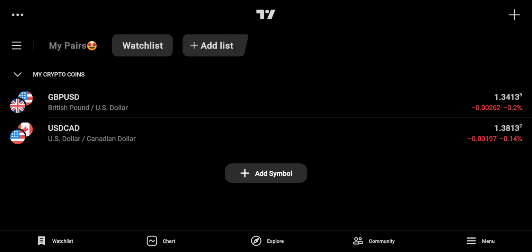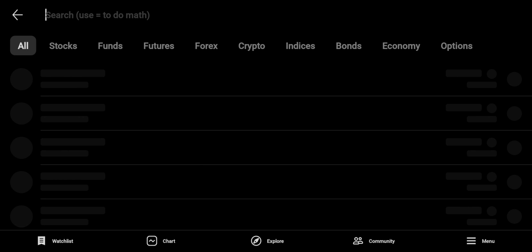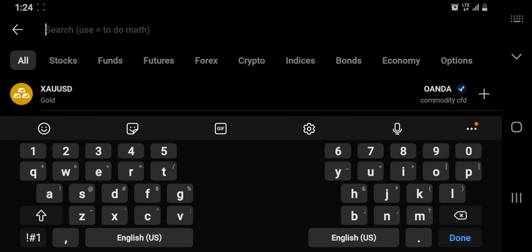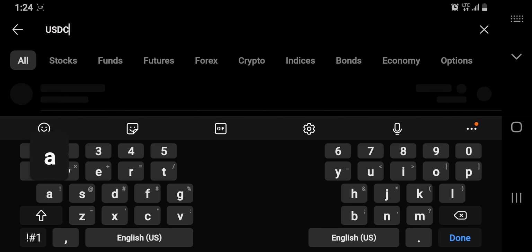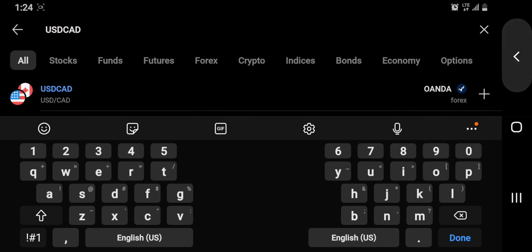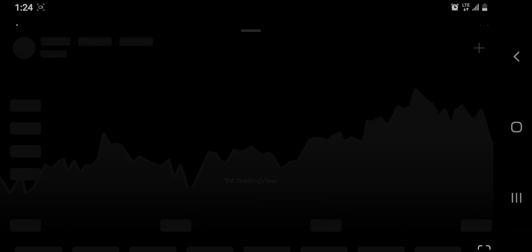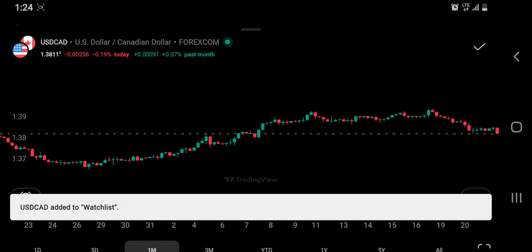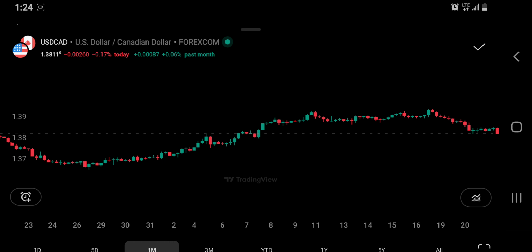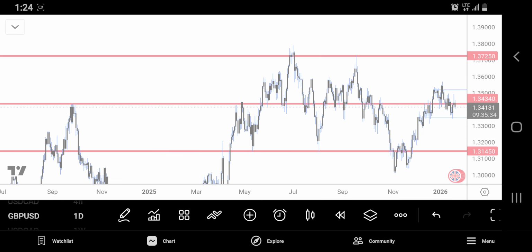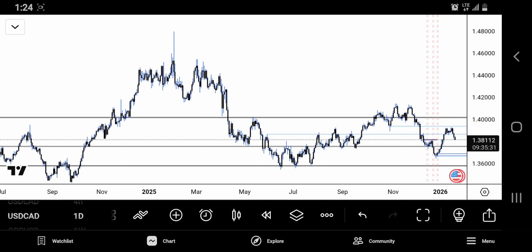So let's start. I just want to break down the chart so that you can understand. I'm just going to add a new chart of USD/CAD, scroll up, and here it is.